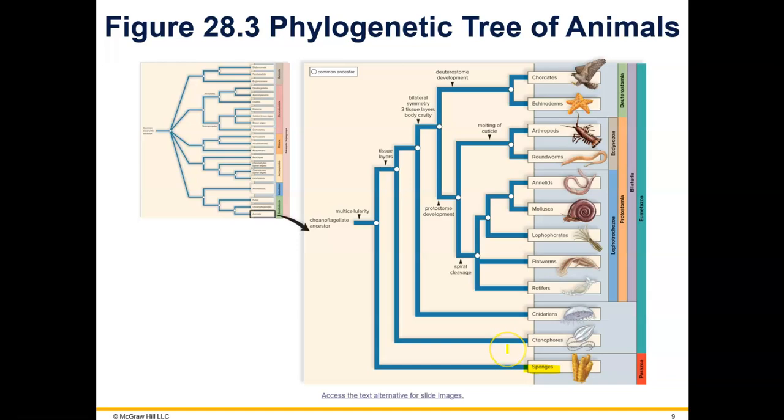Then we have two groups of animals that do have tissues, but they only have two tissue layers. They're called diploblastic, and that is our phylum Ctenophora, or comb jellies, and our phylum Cnidaria, which includes jellyfish, the Portuguese man-of-war, sea anemones, hydra, corals.